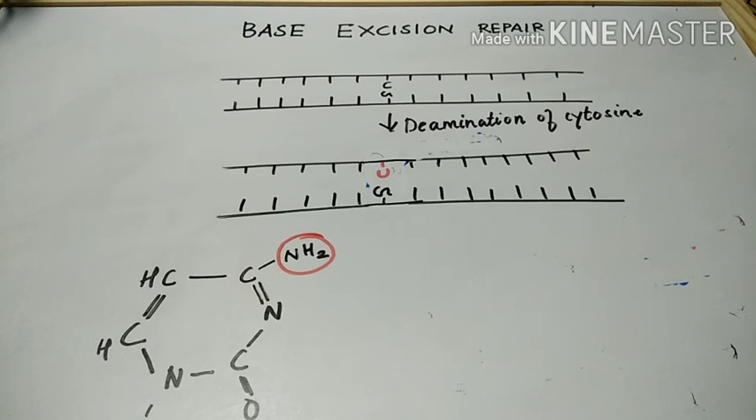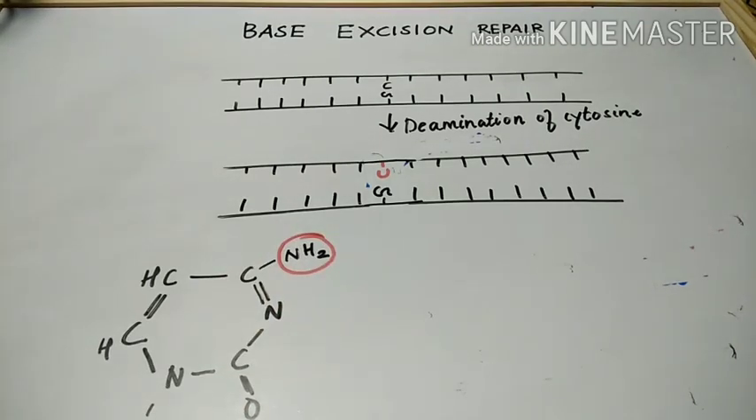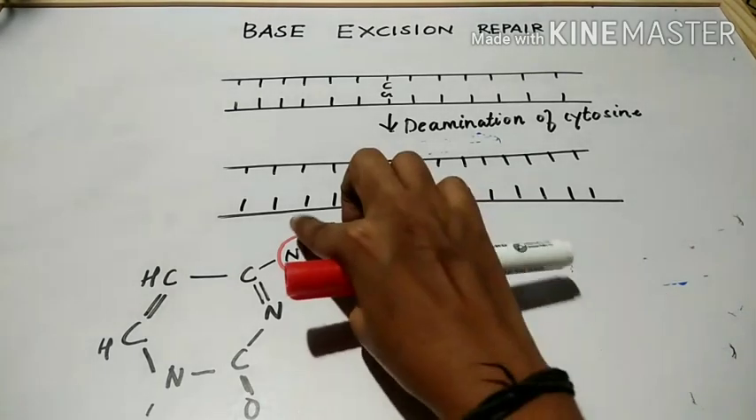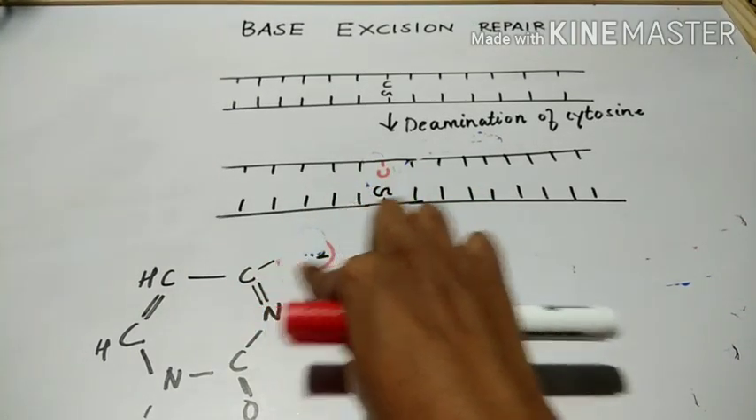So, for studying the repair mechanism, we take an example of deamination of cytosine. This is a type of mutation. Sometimes, the cytosine molecule undergoes deamination and thus it forms uracil. Cytosine is converted to uracil during the deamination process. So this is a cytosine molecule, and the cytosine molecule has an amino group. This amino group is removed during the deamination process by nitric acid.